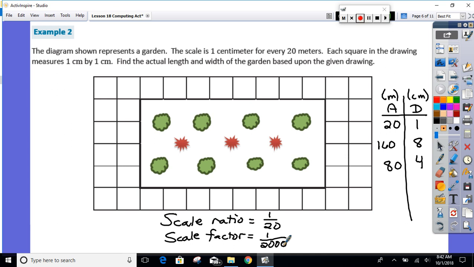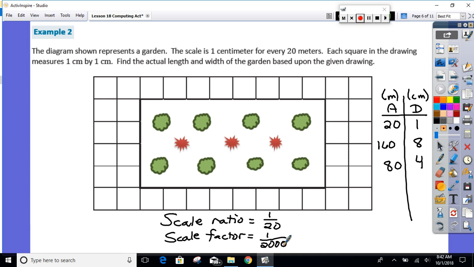I bet none of you found the scale factor first and then multiplied and then converted back, right? You probably all just looked at this and said, oh, this is 20 times larger, so I'm just going to multiply each of these by 20. Is that what everyone did? Yeah, so we wouldn't use the scale factor. In that case, we would just want to use the simpler scale ratio.